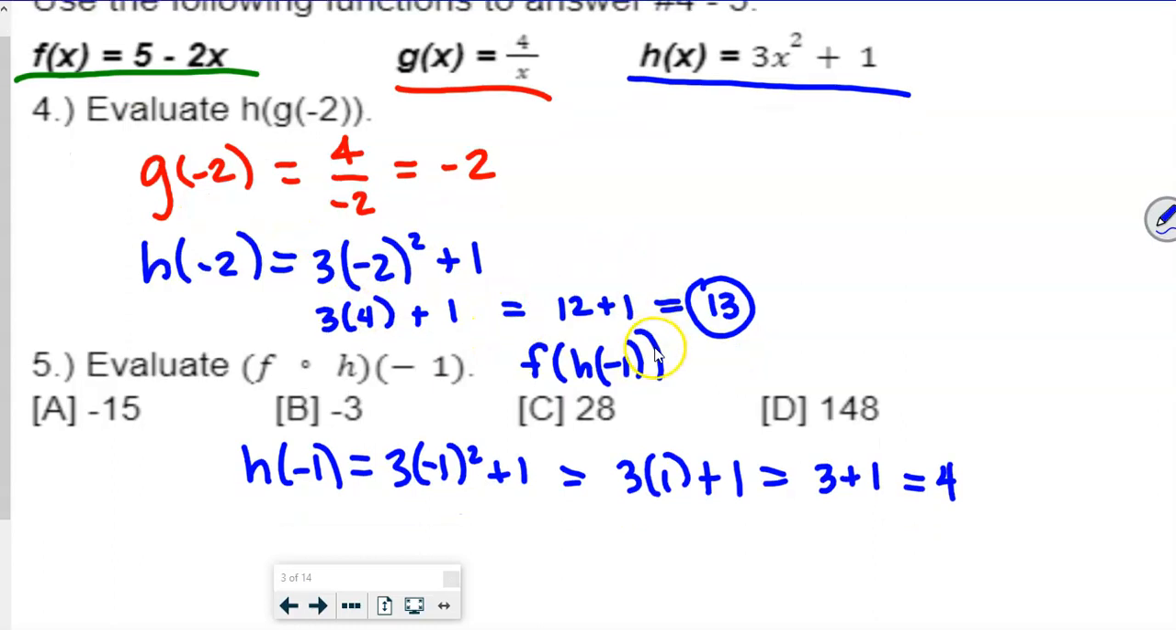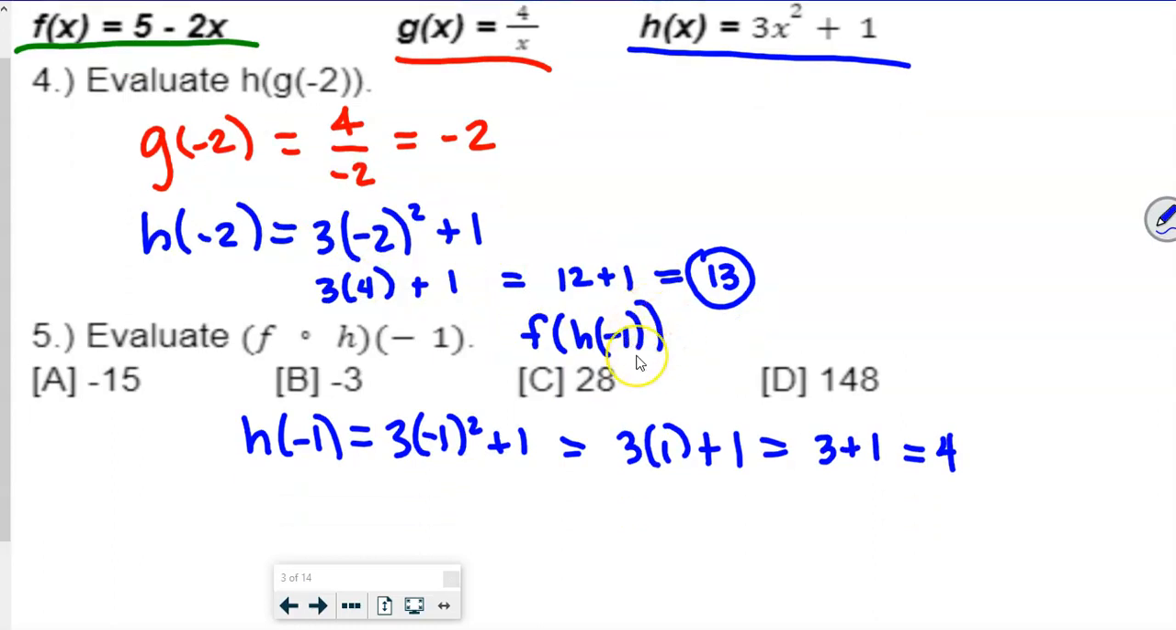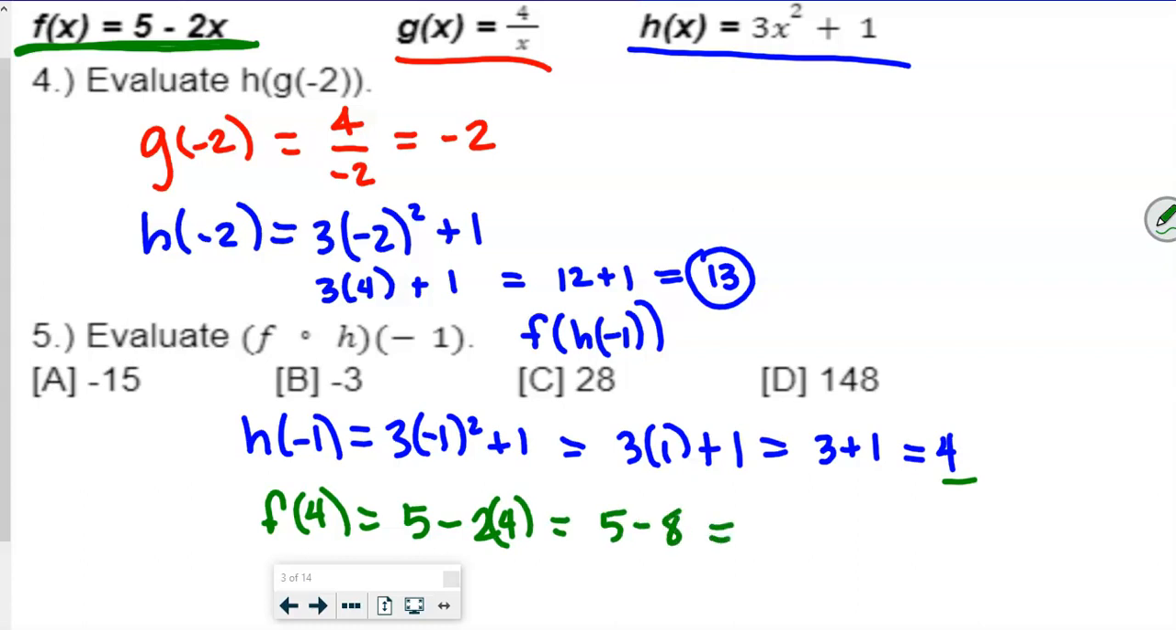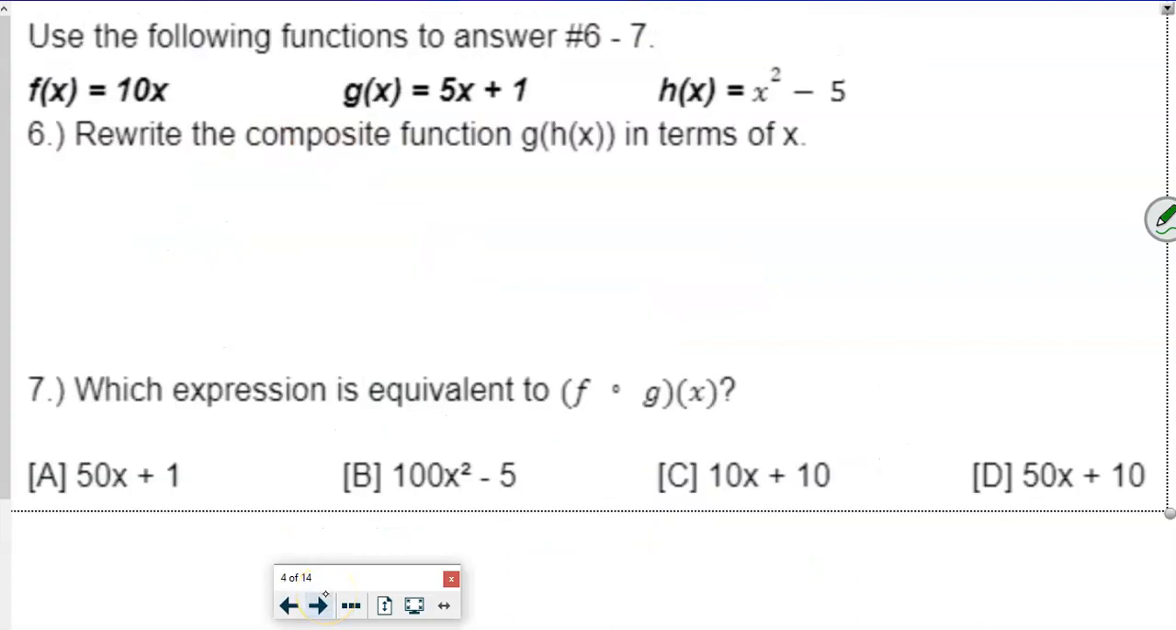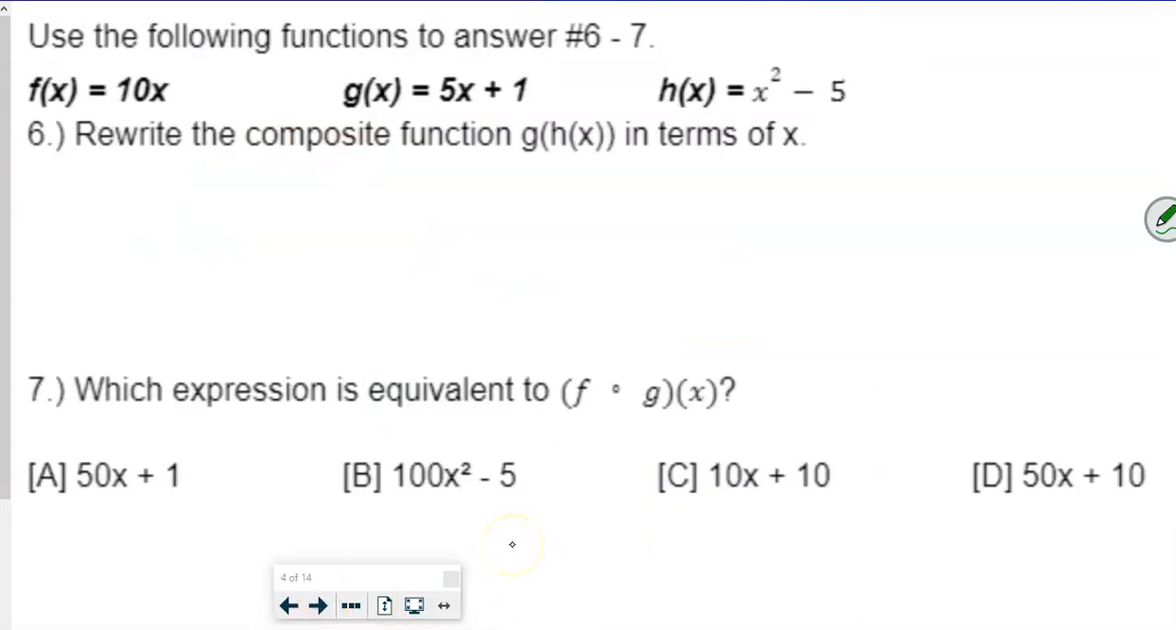Okay, now we're going to take that 4 and we're going to put it in our f function. Okay, so our f function is the green one up there on the left. Up here, this is our f function. So we're going to say f of our output from our original one, which was 4. And f of 4, so we're going to put the 4 in there. So this would be 5 minus 2 times 4, right? So that's going to be 5 minus 8, which is what? Negative 3, right? And that was one of our answer choices. That was B, okay?